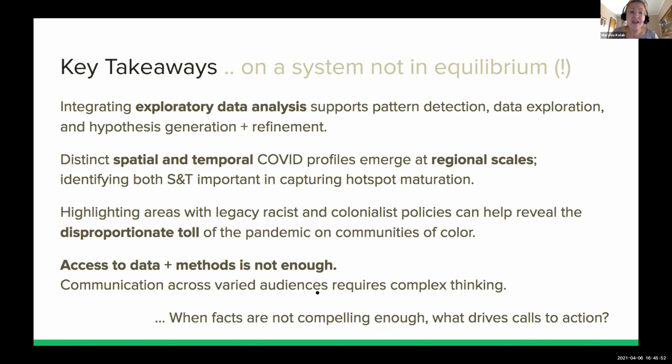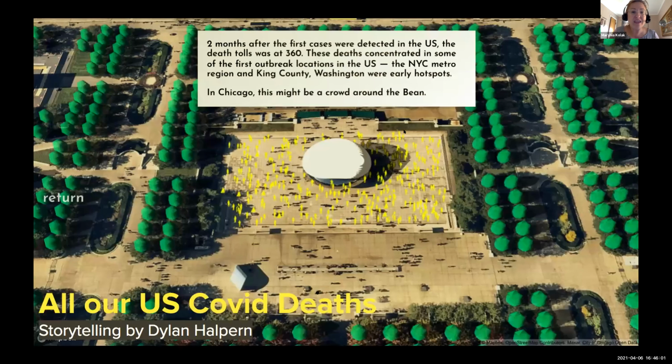And then finally, again, access to data and methods is not enough. I hate to end on that note, the data and dialogue piece, but that's a really big piece. So one thing here that, again, Dylan Halpern and our group just came out with is a storytelling map of all our US COVID deaths. So this takes you through a couple different cities, but essentially, I'll let it speak for itself in a minute. I can drop in the link in just a minute as well.